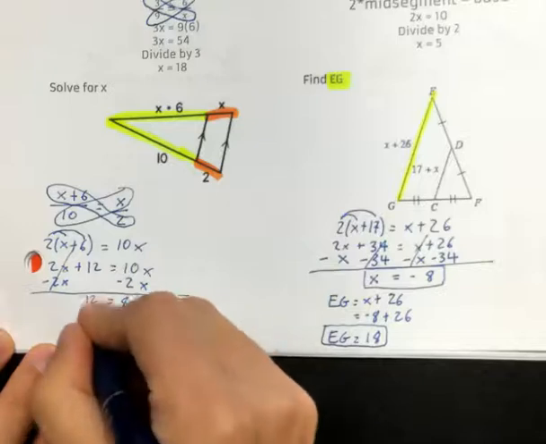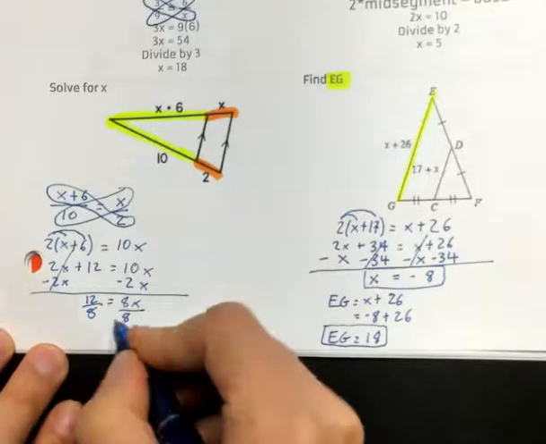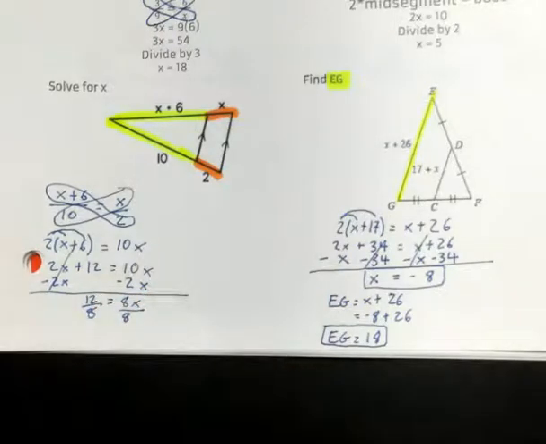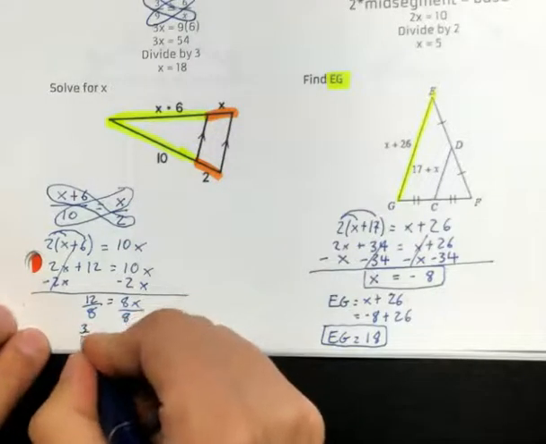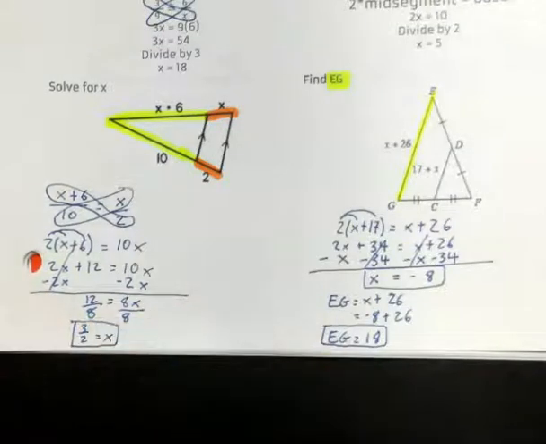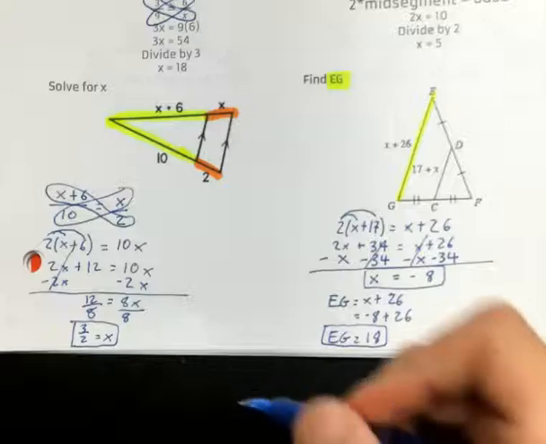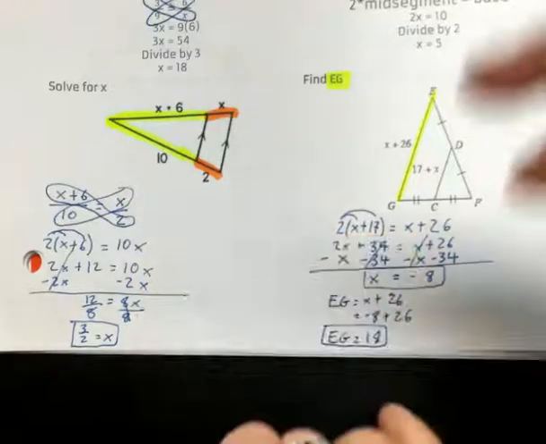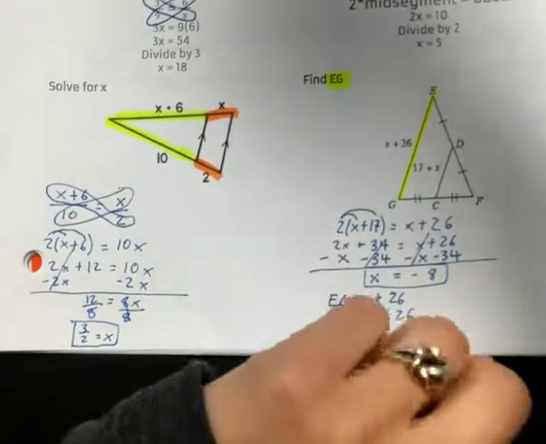Divide by 8 on both sides. And I get x is equal to 12 divided by 8. Well, that can simplify to 3 over 2. But either way, our x is going to be a fraction. If I don't want a fraction, I can turn it into decimal form and say that x is equal to 1.5. Either way, 3 over 2, 1.5, same thing. Okay? So we don't always get nice even numbers.